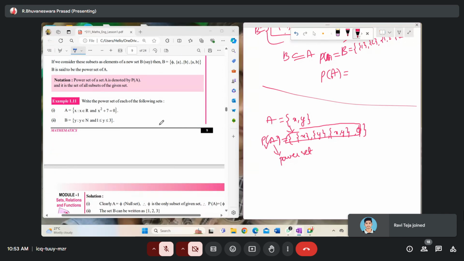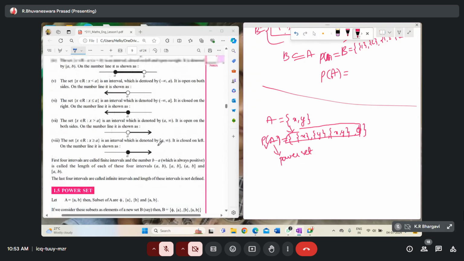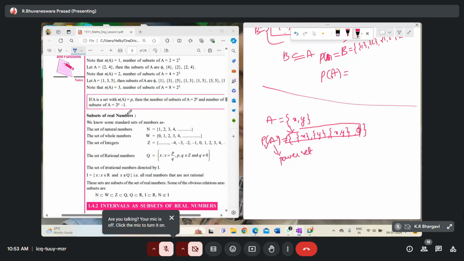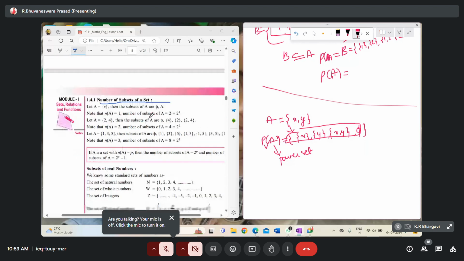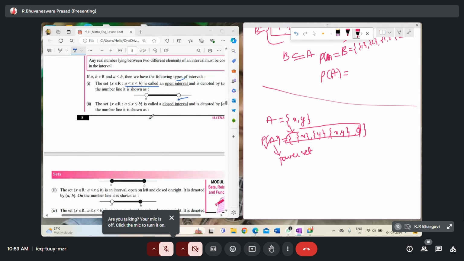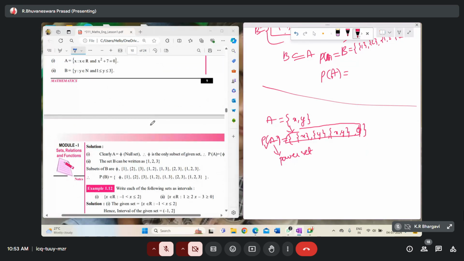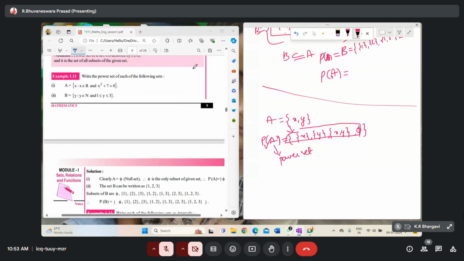ఇక్కడ ఎన్ని ఎలిమెంట్స్ ఉంటే దాన్ని స్క్వేర్ చేస్తుంది కదా? Yeah. Like this condition, if n(A) equals P, then the number of subsets of a given set is 2 power P. అంతే. So write the power set of each following set. So దీని నుంచి మనం పవర్ సెట్ రాయాలి.